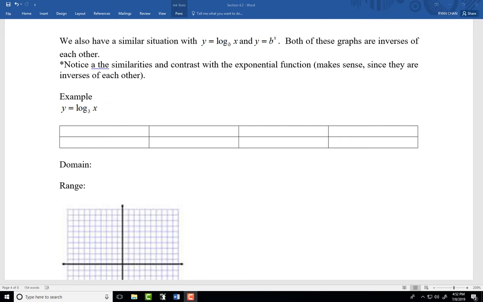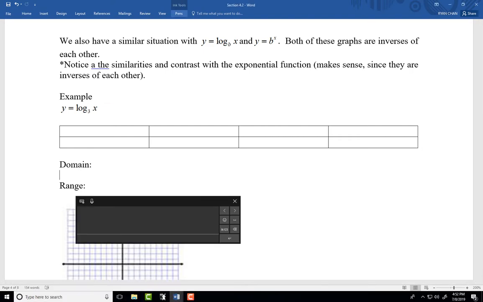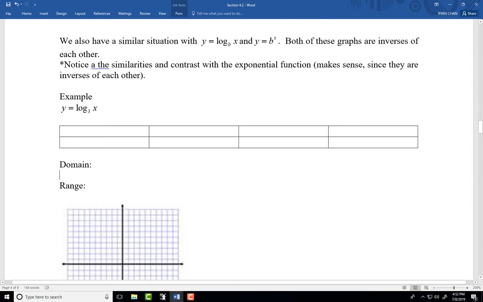Now let's talk about how we solve for inverses. If you remember all the way back in chapter 2, how do we make inverses? If I have y is equal to log base 3 of x, to find my inverse, I swap them around. So I'd say x is equal to log base 3 of y. This is how I find inverses, I swap them around.